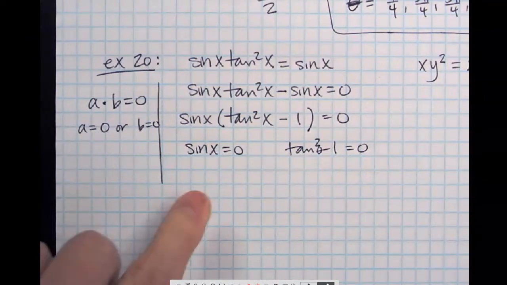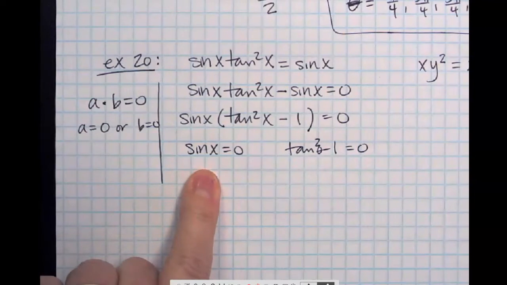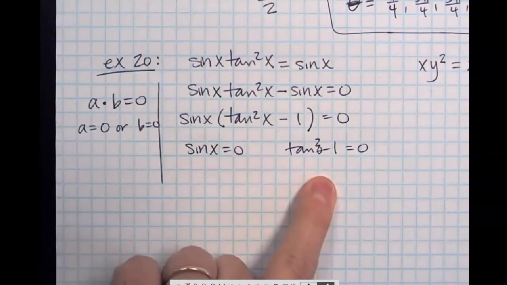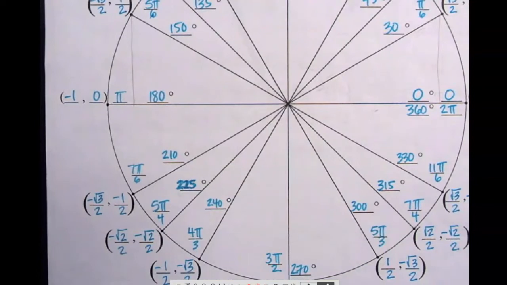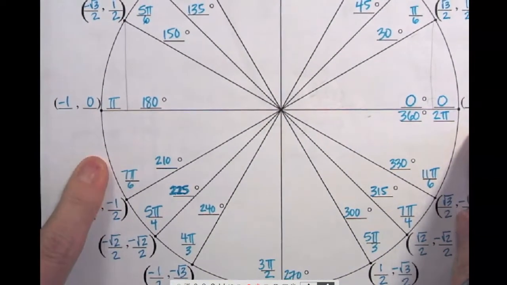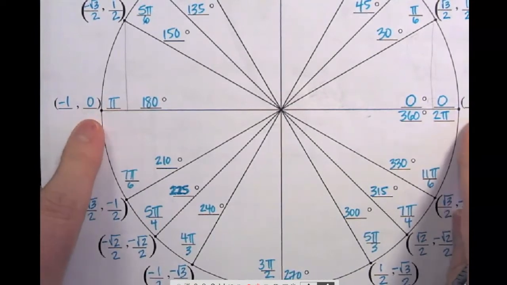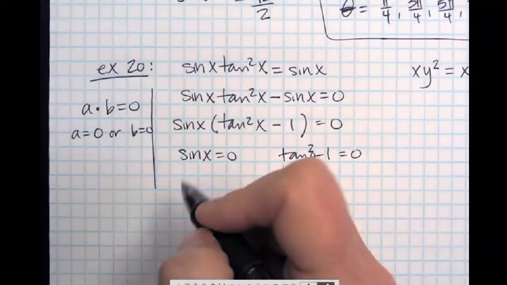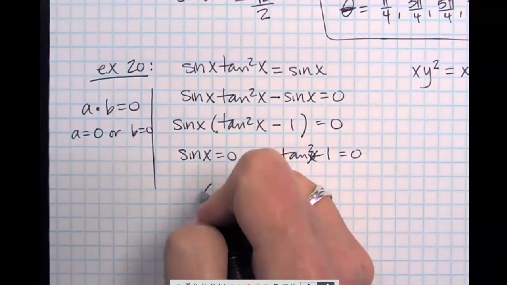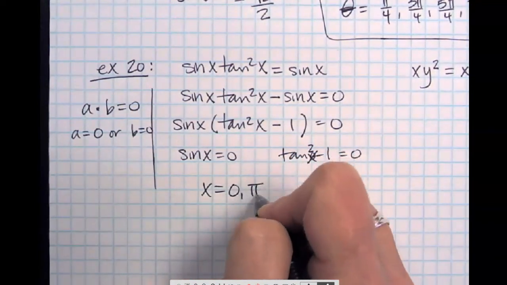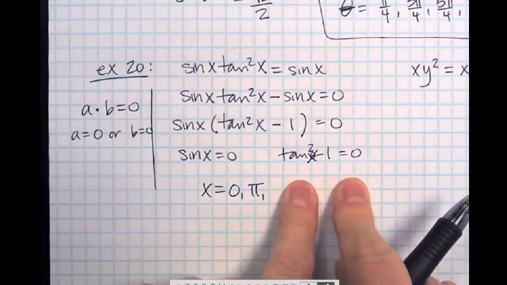Okay, well, I could find that pretty easily on my unit circle. I'm going to look on the whole unit circle, see where sine of something is 0. Let's go ahead and do that before we tackle this one. Where is sine 0? 0 and pi. Sine is the y-coordinate. I see y-coordinates at 0 and pi. Oops, that should be an x. Okay, now let's talk about this.